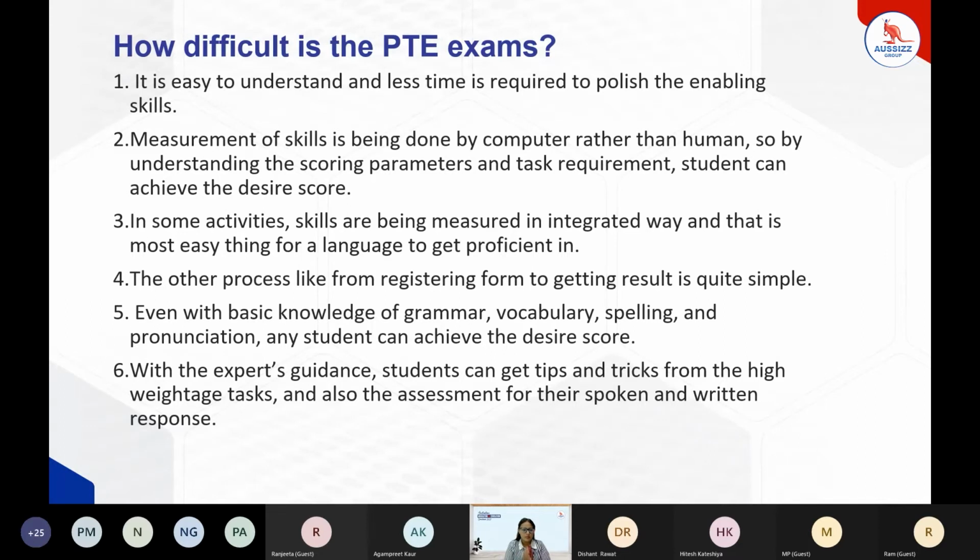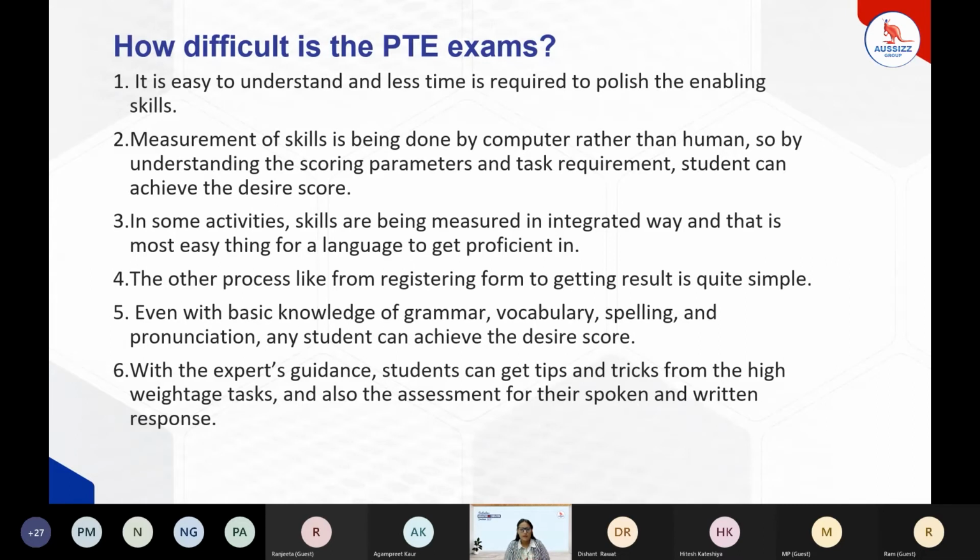So I would say you can just analyze these particular points. It is an easy-to-understand exam, and it needs just a bit of language skill. So if we polish our basic skills, we can analyze and attempt the questions very nicely in PTE exams. As there is interference of computers rather than humans, yes, it is an advantage that we can work according to the computer's requirement rather than a human's requirement. There are many tasks in the PTE exams which can be adhered to the task requirement, and we can definitely get the scores.